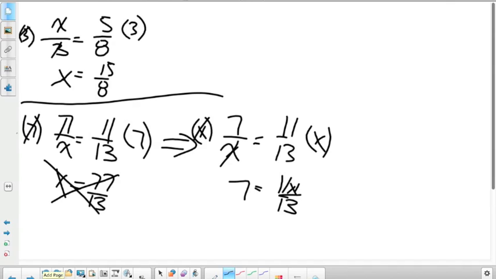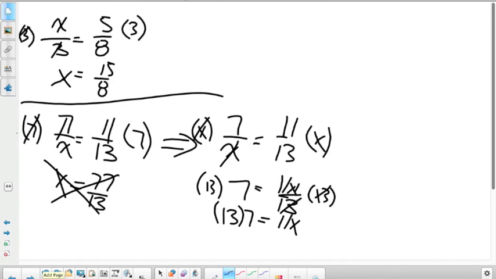Same thing, now I have a fraction on the right-hand side. One of the tips I teach in grade 9 is, if you don't like fractions, multiply by the denominator. So here we're going to do the same thing, except we're now going to multiply by 13. So here we're left with 13 times 7, and we have 11x. Why don't we just multiply that by the reciprocal? Like, so much easier.